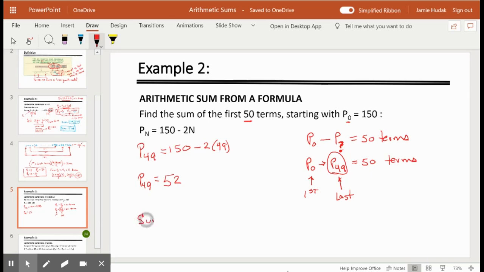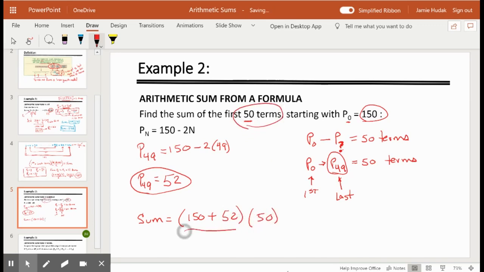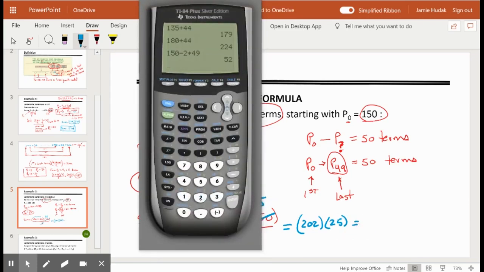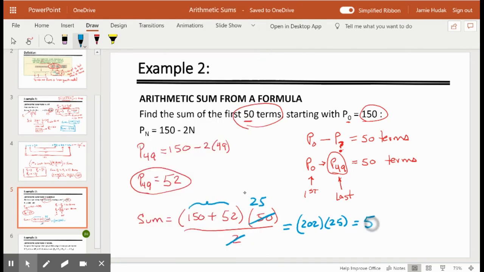So that means our sum is the first term, which is 150, plus the last term, which is 52, times the number of terms, which is 50, all divided by 2. I can say that 2 cancels into 50, which gives me 25. And if I add these two, 150 plus 52 is 202 times 25. 202 times 25 is 5,050.